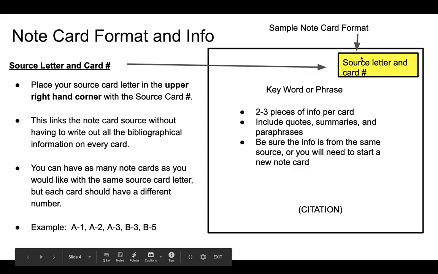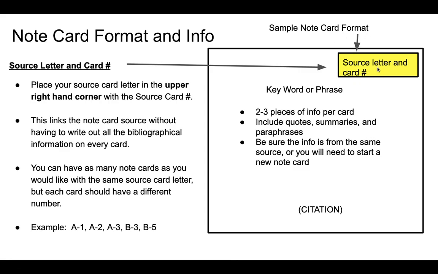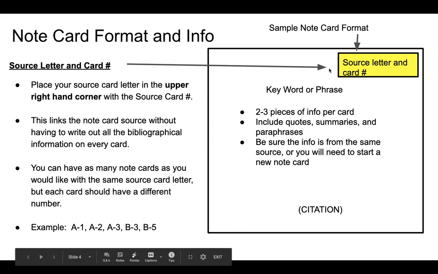Another thing that you'll have in your note card is the source letter and the card number. So your source letter comes from the source that you created first, that source card. So for example, A, right? And then your card number would be 1. So if I'm creating my first note card for my source A, it would say A1. And if I use that same source and I wanted to create another note card, I'd put A2, indicating that it's my second card, A3, and so on.